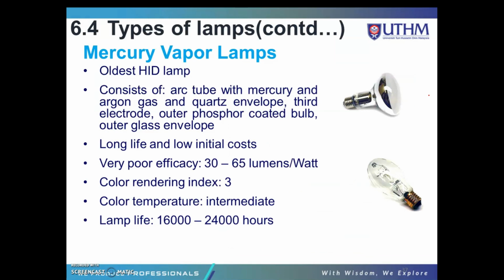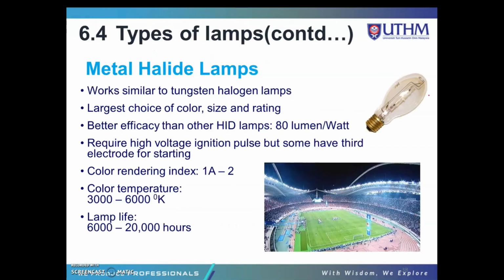Next is the mercury vapor lamps, which is the oldest HID lamp. It consists of arc tube with mercury and argon gas and quartz envelope, third electrode, outer phosphor coated bulb, and outer glass envelope. So it has a long life and low initial cost. Very poor efficacy, around 30 to 65 lumens per watt. The CRI is 3, the color temperature is intermediate, and the lamp life is 16,000 to 24,000 hours.